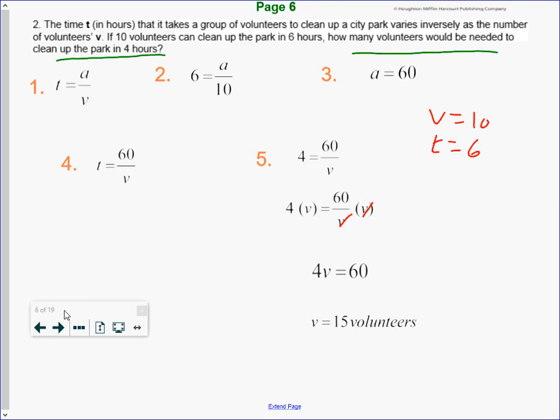So go ahead and try number 3 and number 4 on your own. And then I'll come and I'll show you the answers under there. So pause the video and come back and check your answers once you solve those out.